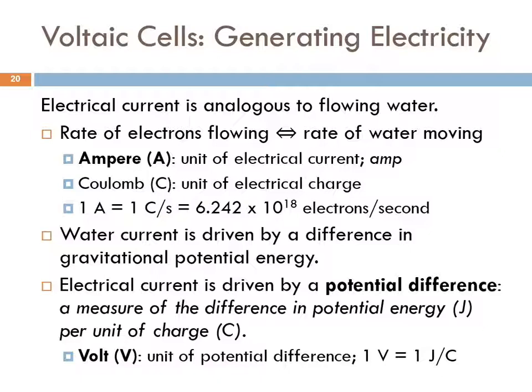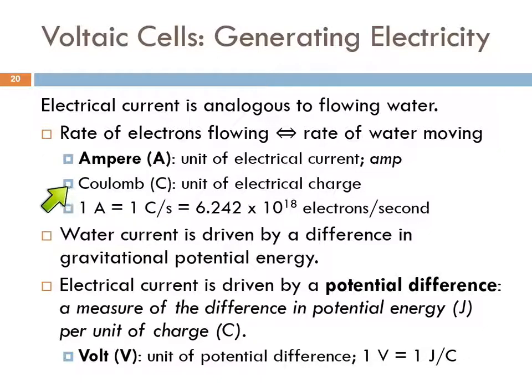And of course, we need units for these things. So ampere, which is abbreviated with a capital A, is a unit of electrical current. And it's also sometimes just called amp. So, 5 amps or a 30 milliamp charger. It's the electric current that's being measured.